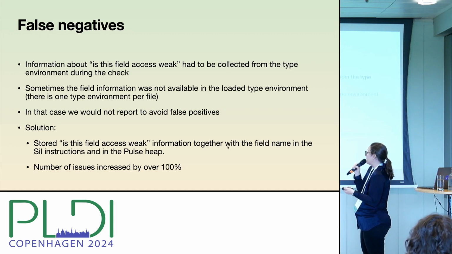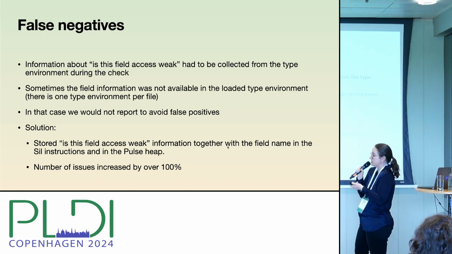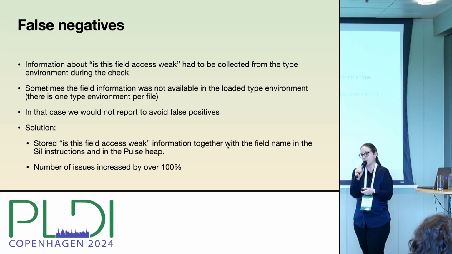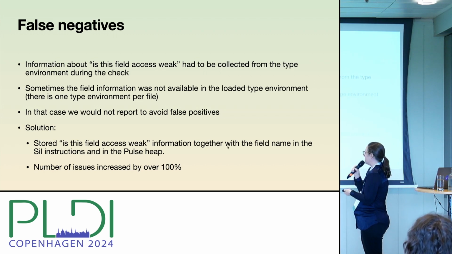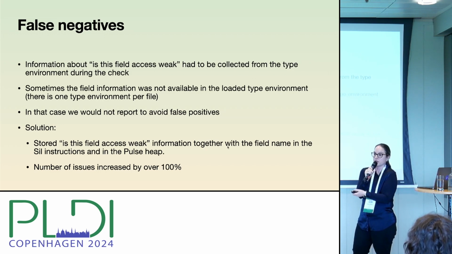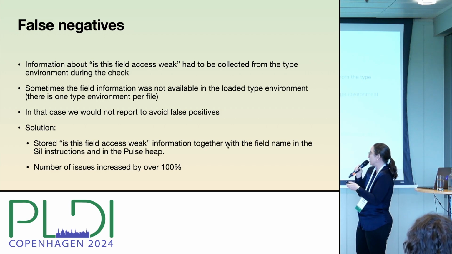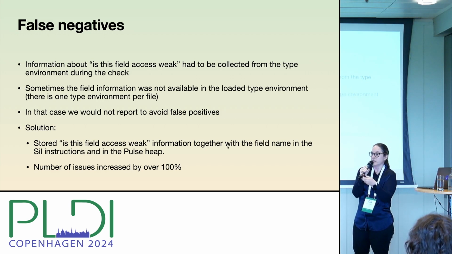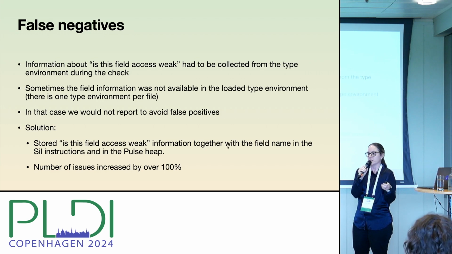And then the solution we found was, because this is just a Boolean, we just store it together with the field name in the SIL instruction, and then that gets passed to the pulse heap. So it's kind of in the right place. We don't need to find any type environments. And the number of issues we were finding increased over 100% after this. So it's an example of thinking outside the box. You get fixed in one implementation way of doing things, and then try to think differently.